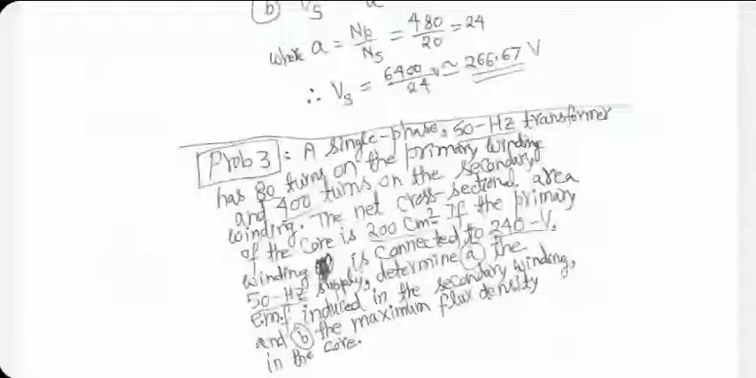No, I'm wrong. Actually, number of turns is 80 on the primary and 400 on the secondary. Yes, it is stepping up. Fine. That does not change any of the equations.